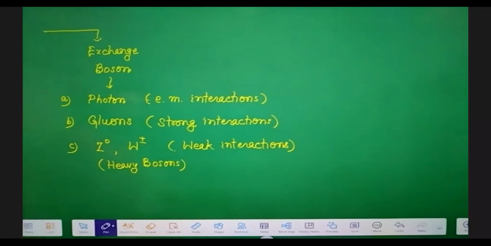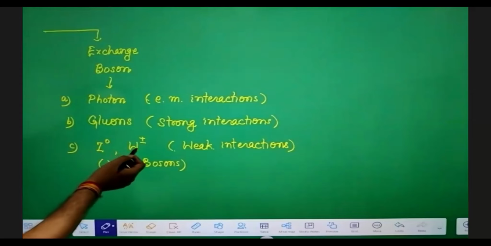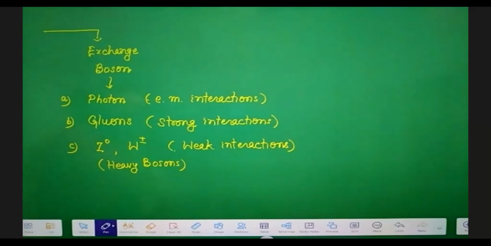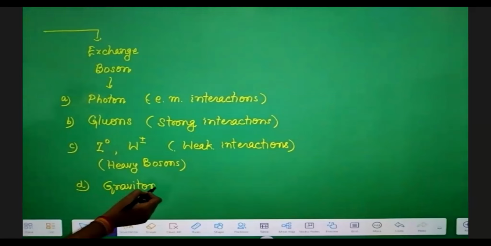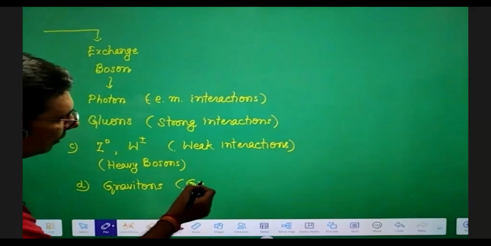Okay? So you are having heavy bosons. What is the meaning of this? How this Z naught, W plus minus, they are exchanged. See, I will explain you everything. And last, gravitons. Gravitational interaction.